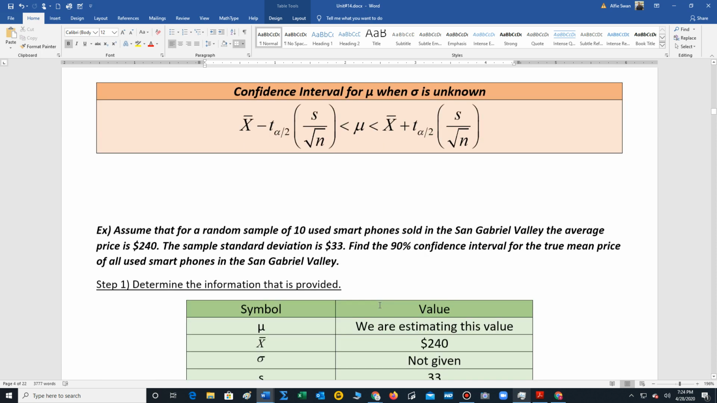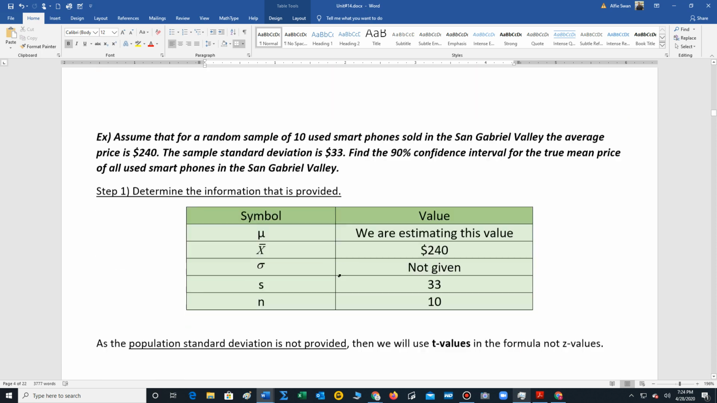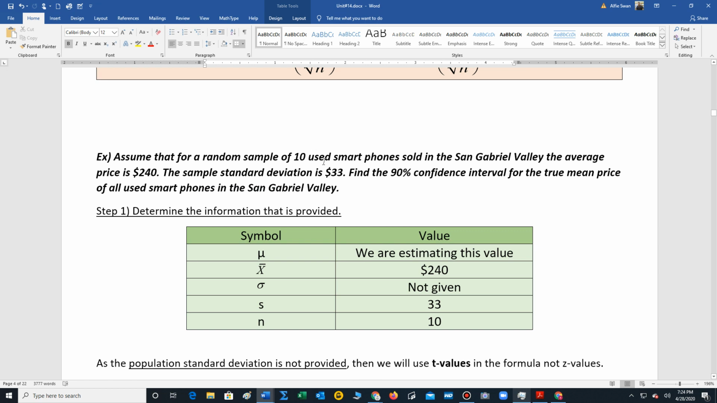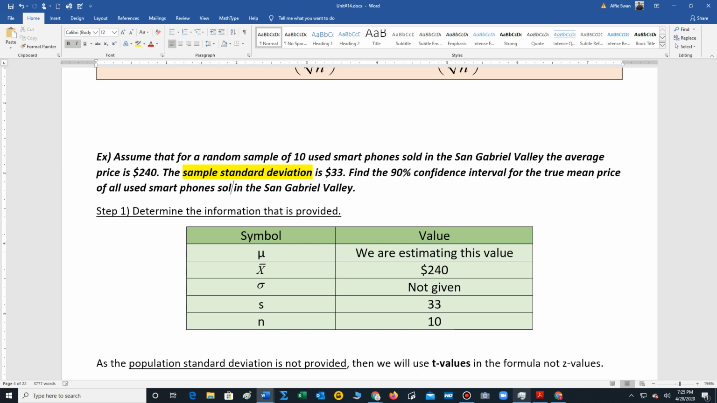So let's take a look at an example. Assume that for a random sample of 10 used smartphones sold in the San Gabriel Valley, the average price is $240. Sample standard deviation, so that's the key right there, sample standard deviation. That lets us know that we have s, not sigma. Find the 90% confidence interval for the true mean price of all the smartphones sold in the San Gabriel Valley.